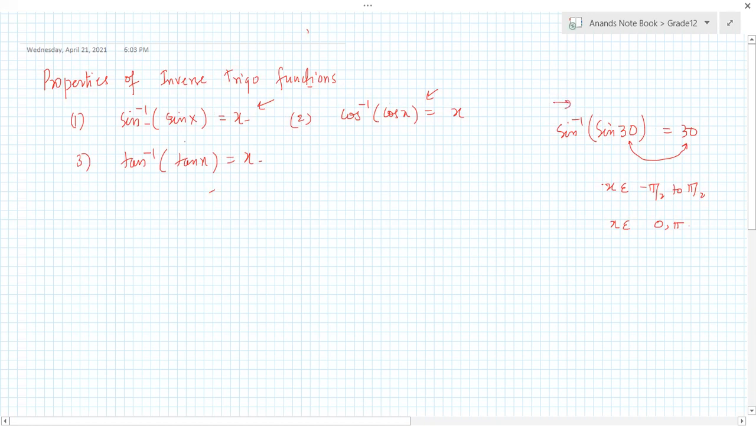So how do we go about proving this? We'll take the first one. Sine inverse of sine x, how is it equal to x? What we will do is first take, let sine x is equal to y, because this is inside. Then the problem becomes sine inverse of sine x is equal to y.